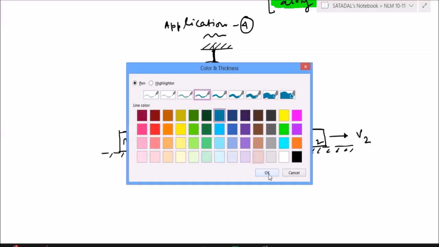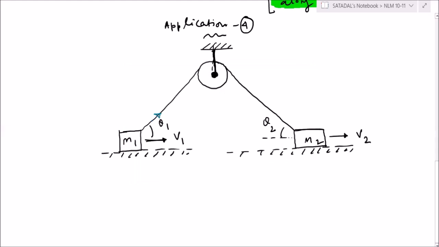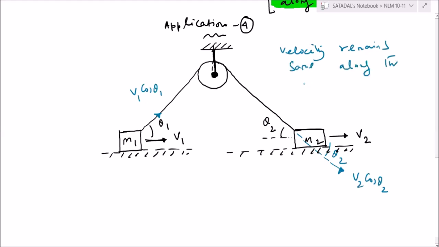Very good, excellent. What is the funda? Simple funda. Take the component along the string. How much it is coming? V1 cos theta 1. Similarly, take the component along the string. If this is theta 2, this is also theta 2. So this is going to come V2 cos theta 2. So velocity remains same along the rope. So answer will be V1 cos theta 1 is equal to V2 cos theta 2. That's it.